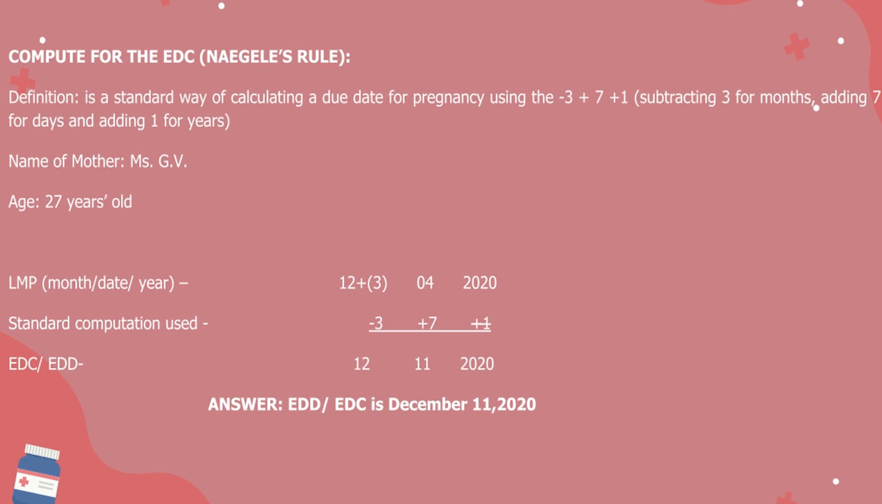For the days, it's just simple math. 4 plus 7, that equals 11. And for the year, 2020 plus 1, and then the 1 gets cancelled because you added 12 to 3.